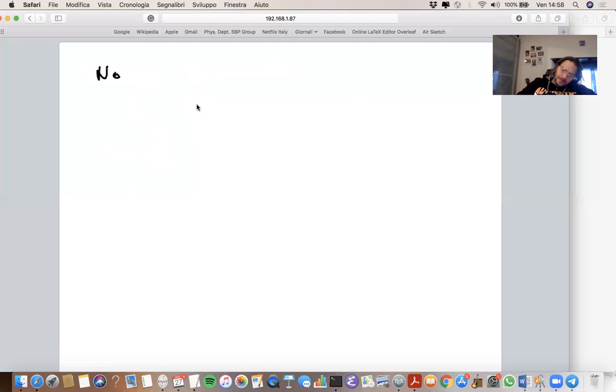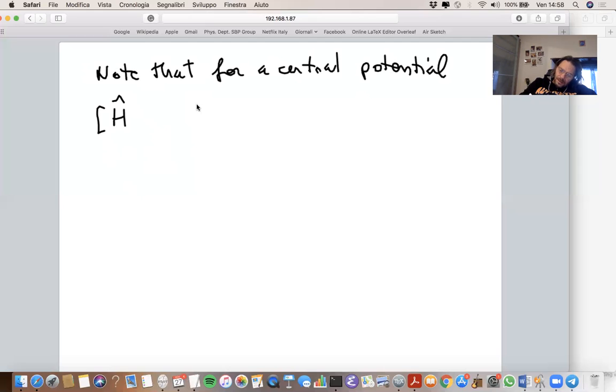note that for a central potential, the square of the orbital angular momentum operator and the Hamiltonian commute. That's a fundamental result. Why is this true?